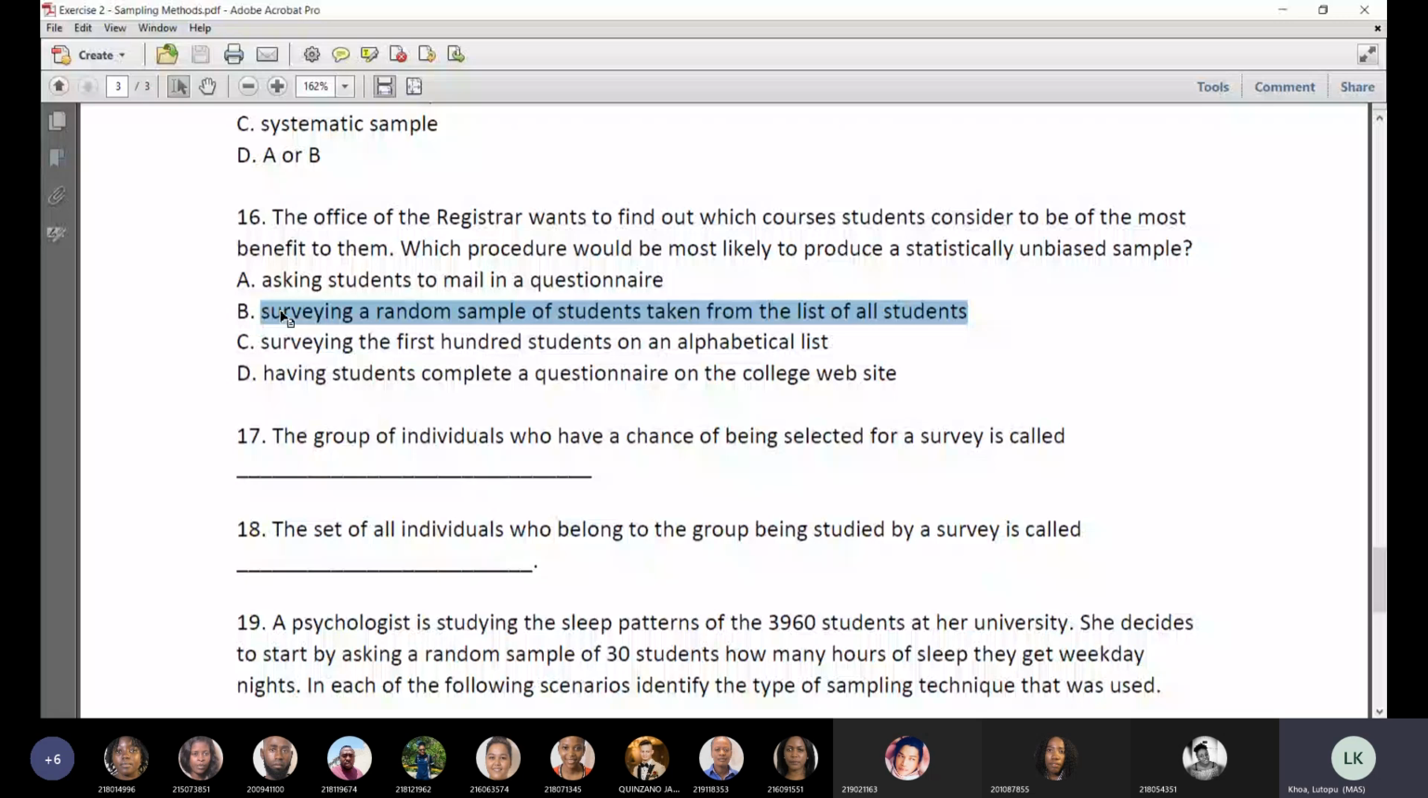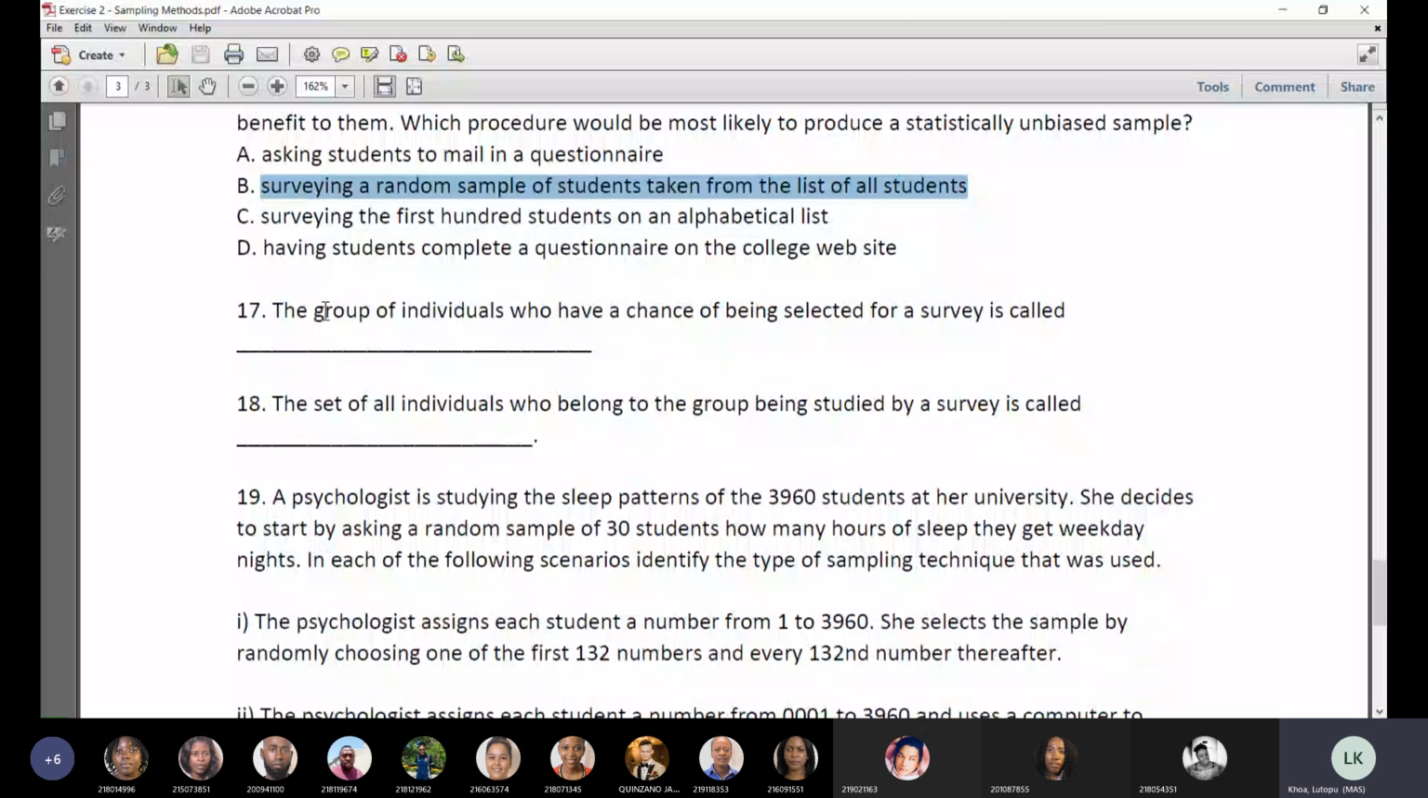C says surveying the first 100 students on an alphabetical list. I don't think that will produce some bias. It's not as good as the previous one. So C is, yeah, at least you're picking them from a list, but it's not as good as B. And having students complete a questionnaire on a college website. I think most people don't like doing questionnaires, so that might not be the way to go. So for 16, the answer is B.